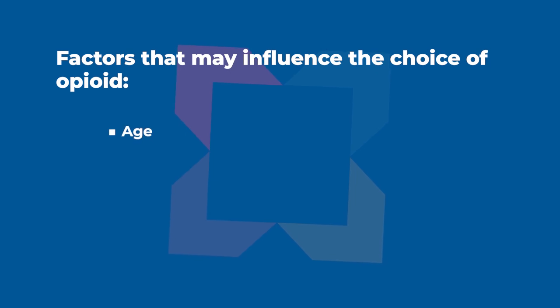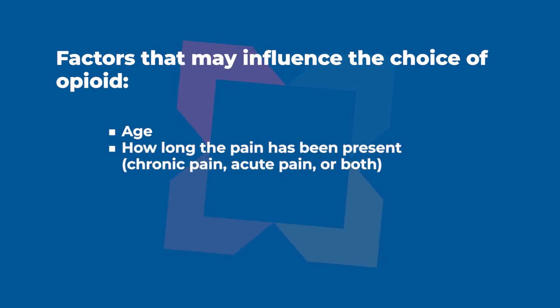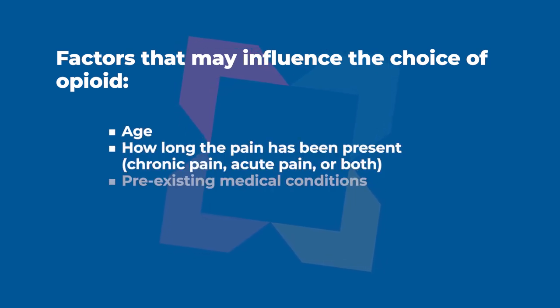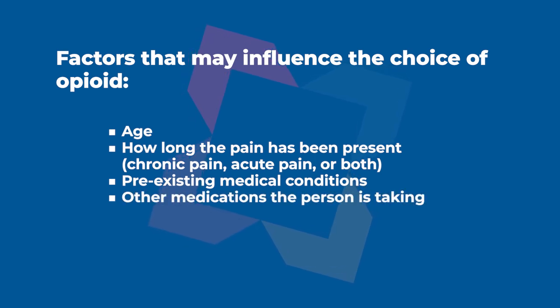The decision to start opioids, and the specific opioid that might be prescribed, often depends on one or more of the following: the patient's age, whether the pain is chronic, acute, or both, the presence of any other pre-existing conditions like sleep apnea or severe lung disease, and whether any other medications are being taken, especially a sedating medicine like a benzodiazepine, amongst others. So with that, let's jump right in and explore the key recommendations and takeaways from this guideline.